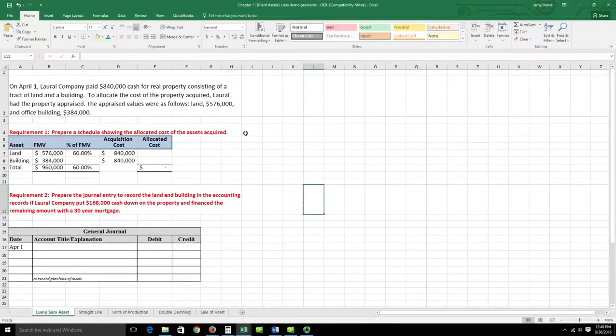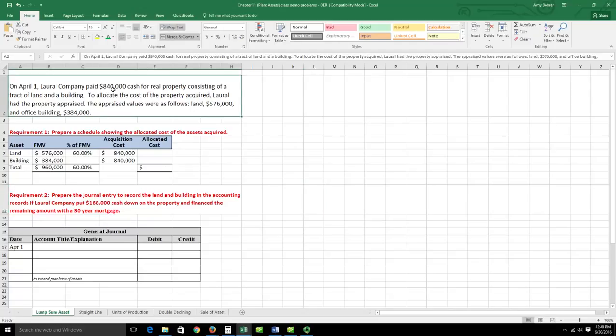Okay, and so for our example, it says on April 1, Laurel Company paid $840,000 cash. So this $840,000 cash is what we're trying to allocate between the real property that was purchased. And the real property consisted of land and building, just like your example in my math. To allocate the cost of the property acquired, Laurel had the property appraised. So instead of using tax assessed value like they do in my math, they're using fair market value, but it's the same exact calculation.